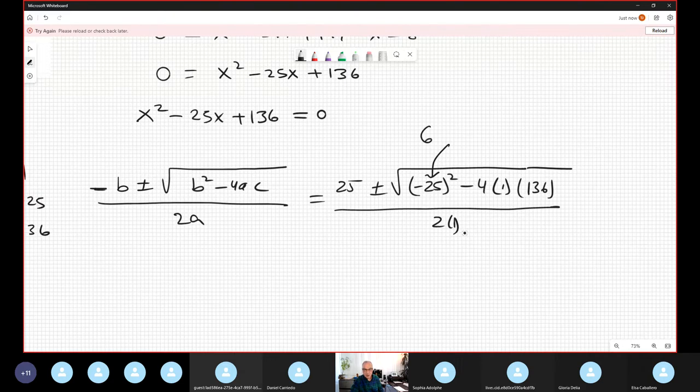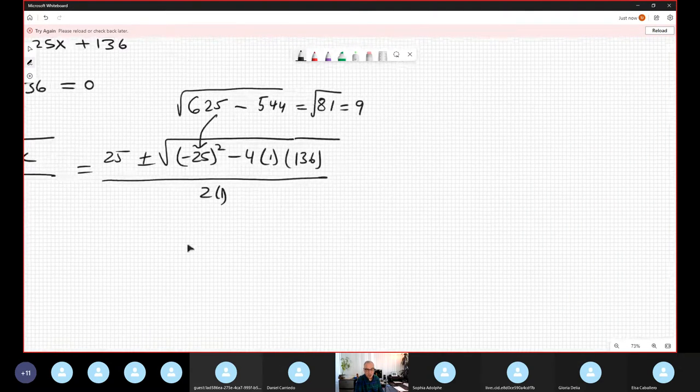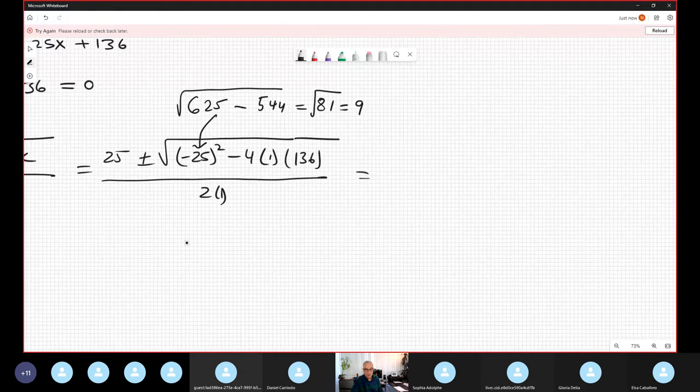I put in the calculator: negative 25 squared is 625, minus 4 times 1, multiplied by 136, is 544. Now subtraction, 81, and the square root of 81 is 9. So far, we have 25 plus and minus 9 divided by 2.